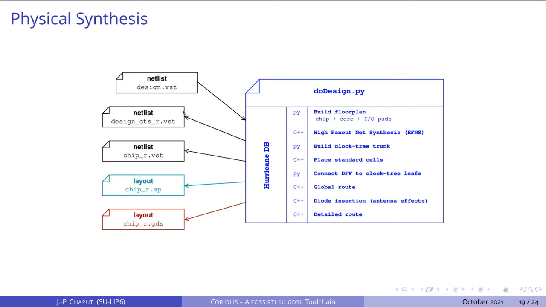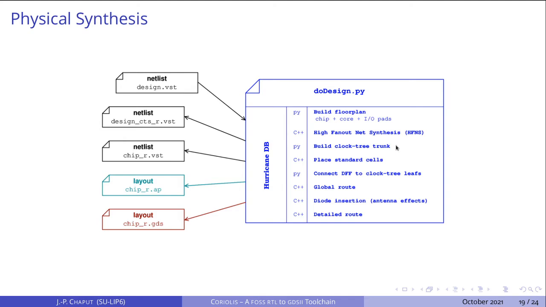It starts with the input netlist, which is in VST format, the one we just saw about. So this is design.vst, meaning that design is the design you want to realize. So what does that script do? First, it builds a fixed floor plan. That is, from the design, which is only the core of your ASIC, it will build a complete chip along with I/O pads. Then it will perform high fan-out net synthesis if required or if enabled.